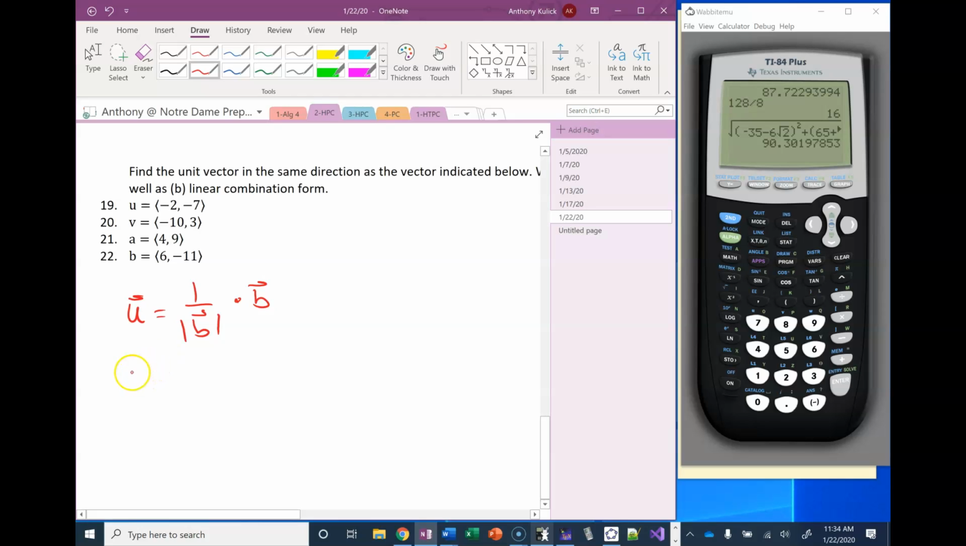So far, so good, Sid? Okay. So we'll start by calculating the magnitude for b.